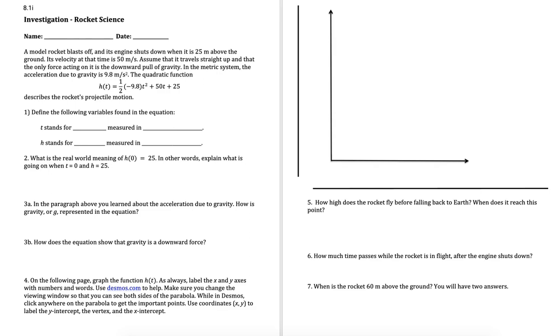The quadratic function h of t equals 1/2 times negative 9.8 times t squared plus 50 times t plus 25 describes the rocket's projectile motion.